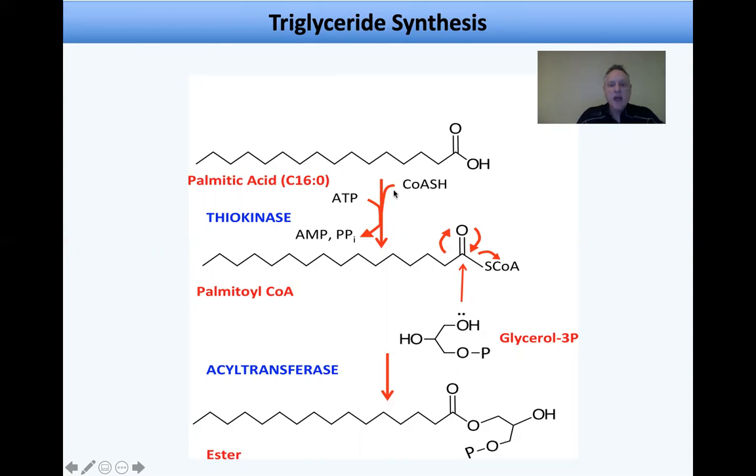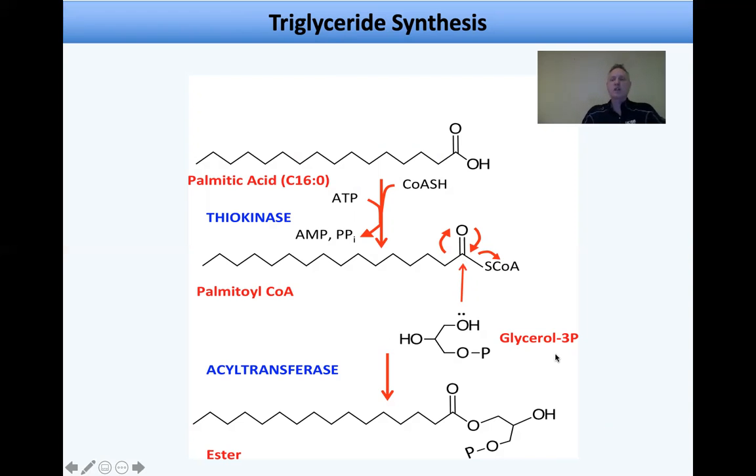What you do then is you activate it, and you should appreciate that all fatty acids have to be activated with ATP, and you put on coenzyme A to make the thioester derivative, the CoA derivative. This thioester is actually a high energy bond. We often think of high energy bonds as phosphoanhydrides. That's true, but thioesters have almost the same amount of energy that's released upon hydrolysis that phosphoanhydride bonds do. So what we have then is an activated fatty acid, palmityl-CoA, and then we take glycerol 3-phosphate.